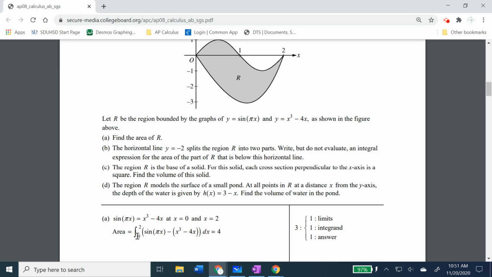1 point for having the limits 0 to 2, 1 point for the entire integrand, and then 1 point for the answer of 4. Also, you're probably wondering, if the answer is 4, do I have to write 4.000? The answer is no. If it's an exact answer, you don't have to write 3 digits after the decimal point. It's if the answer is needing to be rounded that you have to have those 3 digits. So then let's move on to letter B.